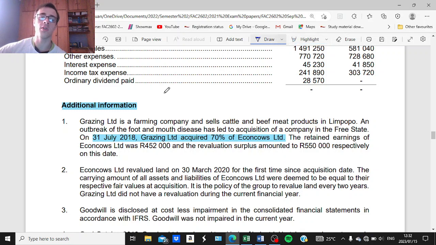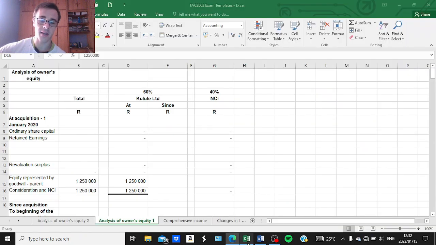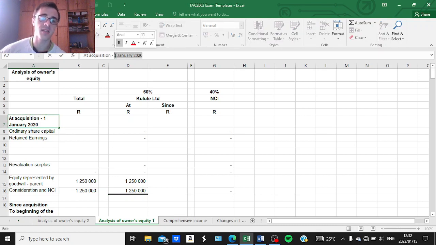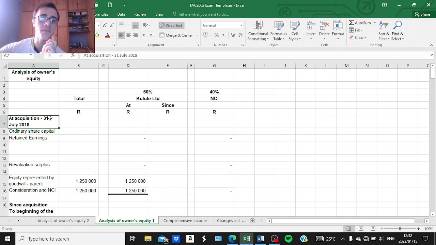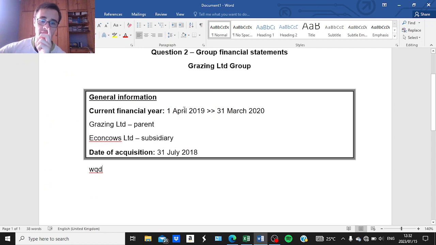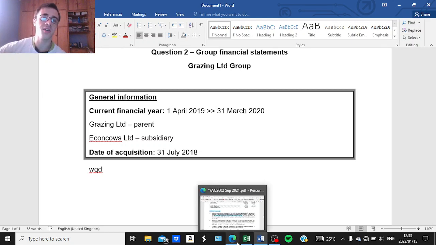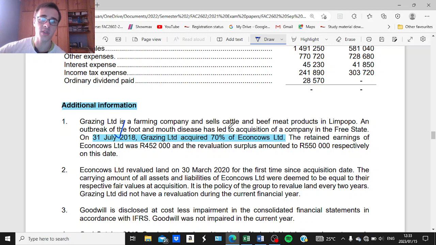So 31 July 2018 is the date of acquisition, the date on which the group was formed, because that is the date on which Grazing Ltd obtained control over Consolidated Ltd. And if we compare this date to our current financial year, it is clear that the group was formed in a previous year or in a previous period. So therefore, the calculation of a pre- and post-acquisition profit for the subsidiary is not necessary in this question, because the group was not formed in the current financial year.